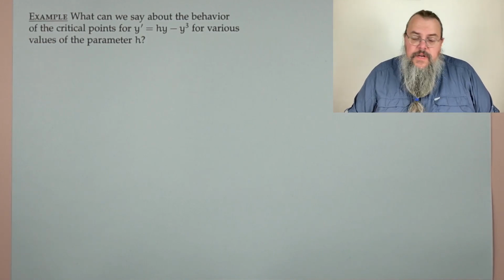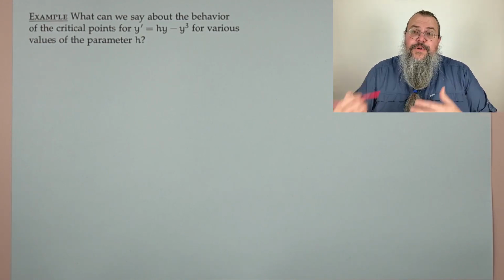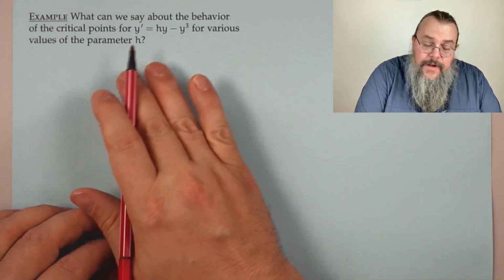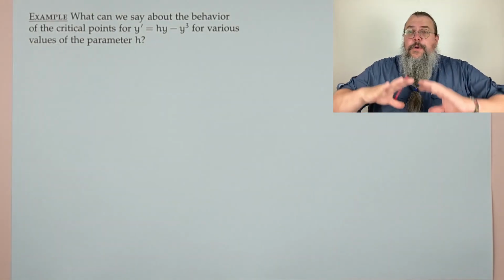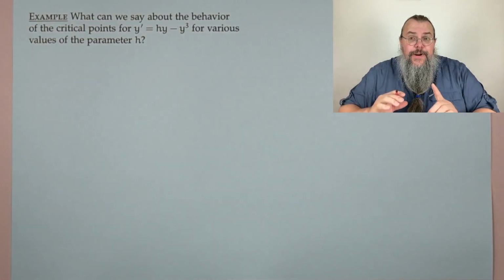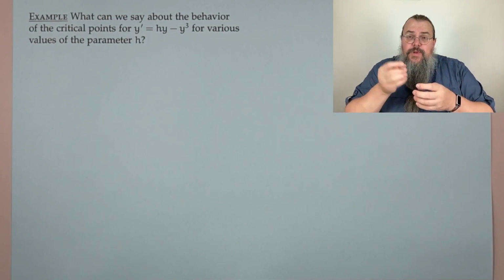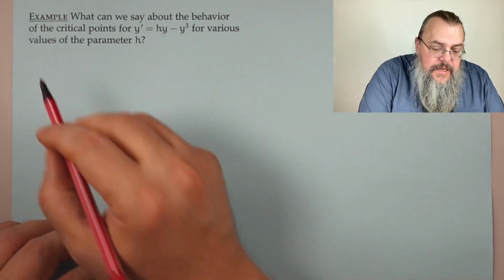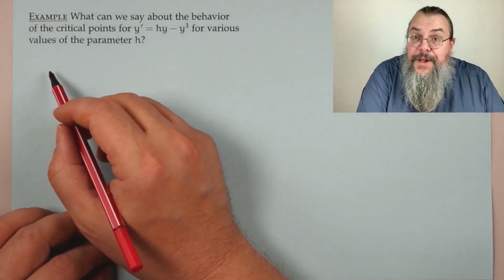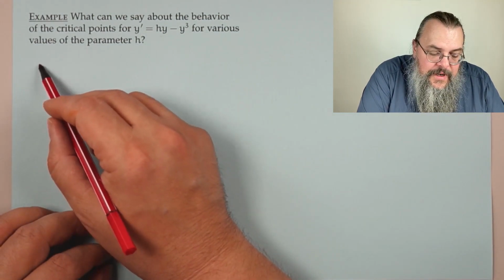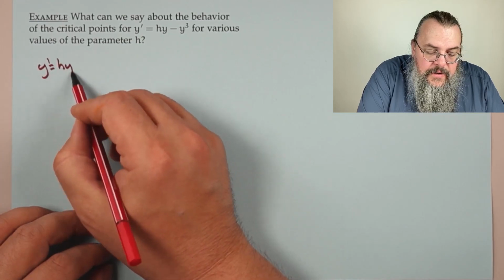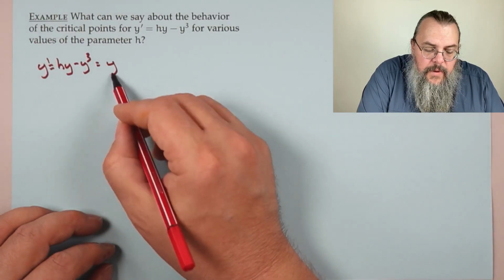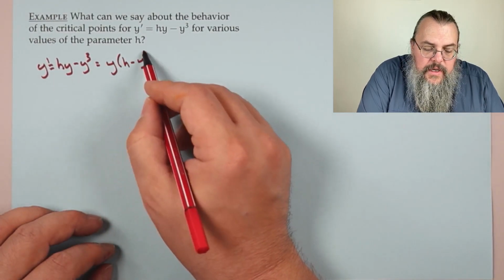And so, all right, let's go through our process. So first off, we say, all right, we have an autonomous differential equation because right now, when we say h is a parameter, it's not a variable. It's a constant that we can pick. So we're going to treat it like a number. So we say, all right, what number is it? Well, it depends. So we're going to start by factoring. Well, we say hy minus y cubed. So this is the same as pull out a y, h minus y squared.